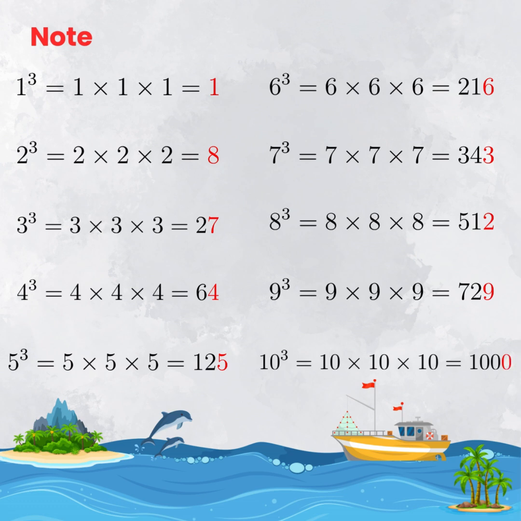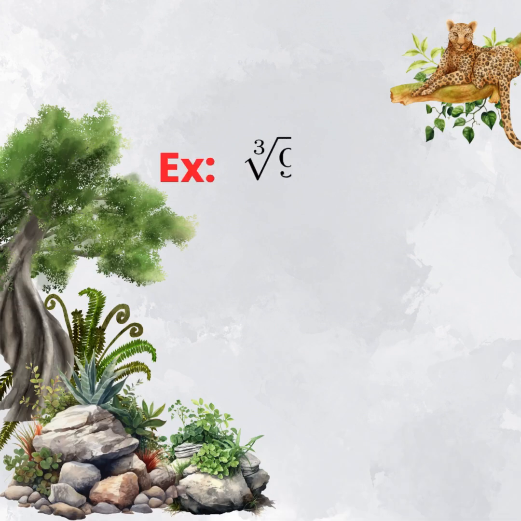As you have noticed, the last digits of the cube numbers shown are 1, 8, 7, 4, 5, 6, 3, 2, 9, and 0. We will use these to help us in finding the cube roots of perfect cubes. Okay. Now let's look at the process of finding the cube root of a perfect cube.